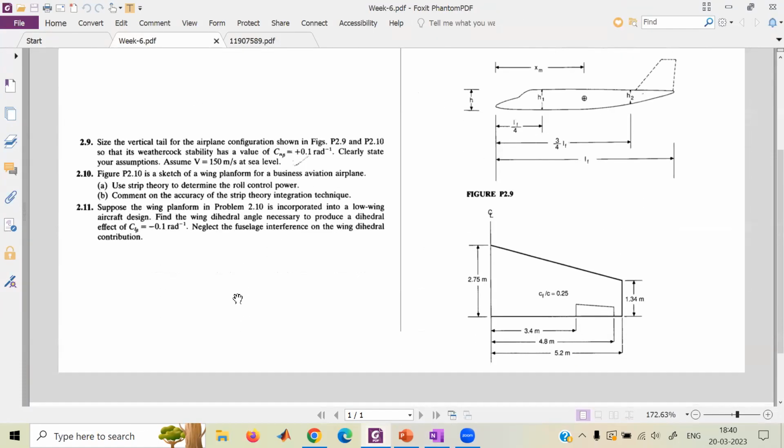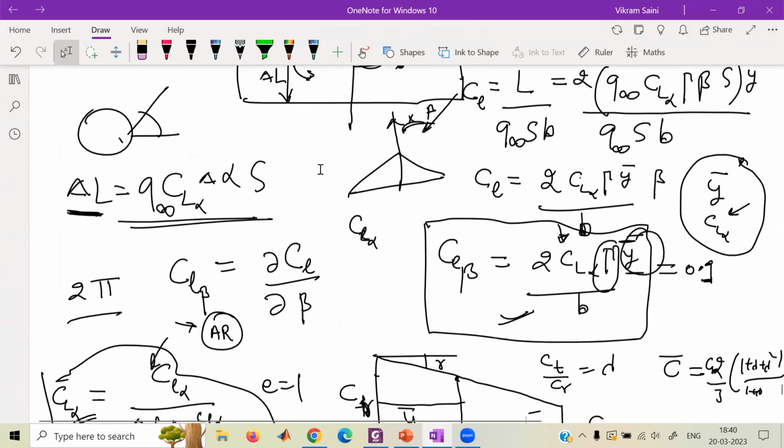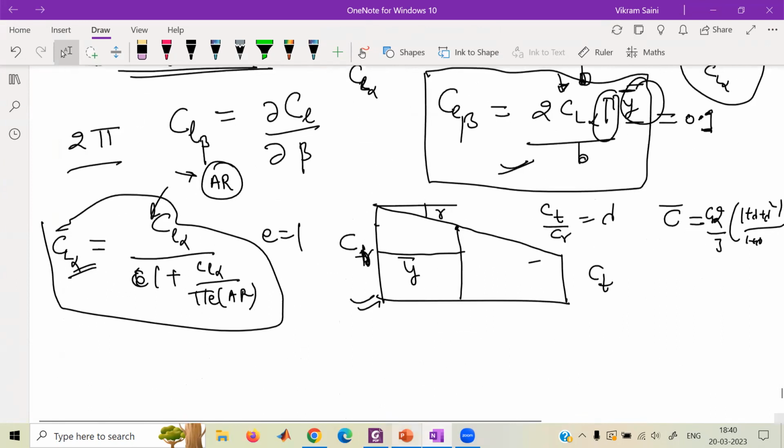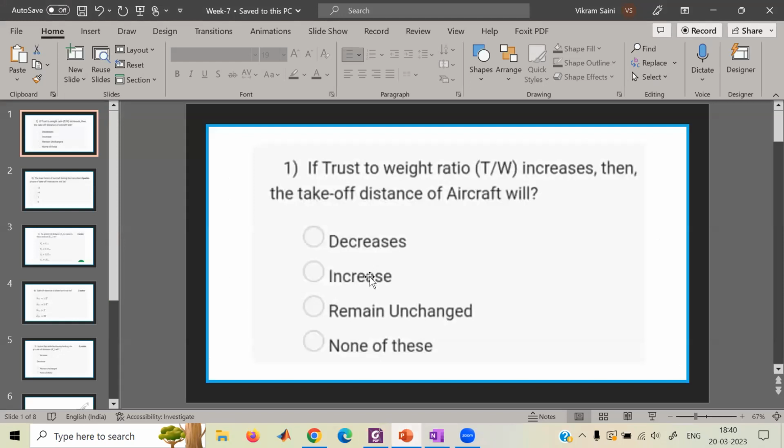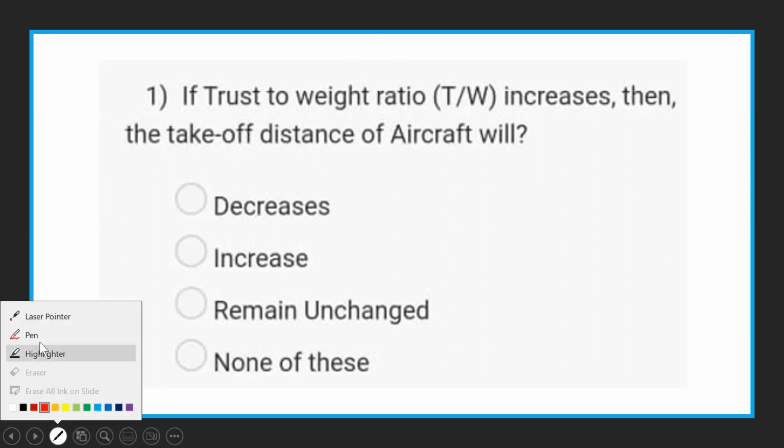That is good. You have had some experience with computing and designing a vertical stabilizer also. Now we can move to the assignment questions in the 7th assignment. So this was the first question. I hope you can see the screen. If thrust to weight ratio increases, then the takeoff distance of the aircraft will... Anyone who wants to answer can answer.